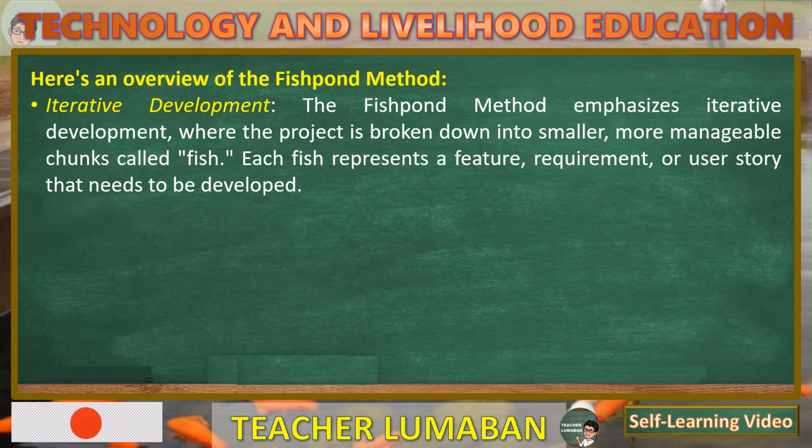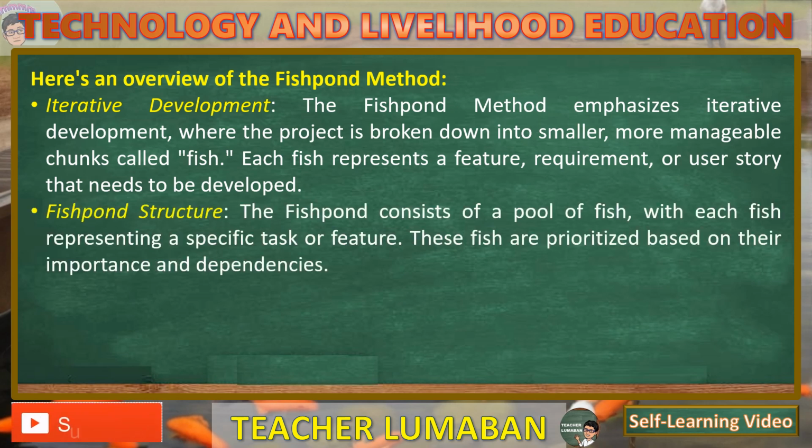Fishpond structure. The fishpond consists of a pool of fish, with each fish representing a specific task or feature. These fish are prioritized based on their importance and dependencies.